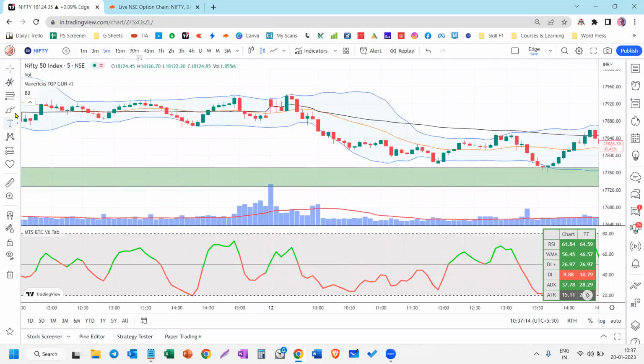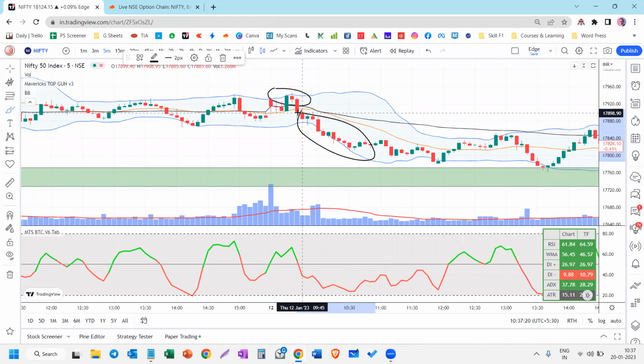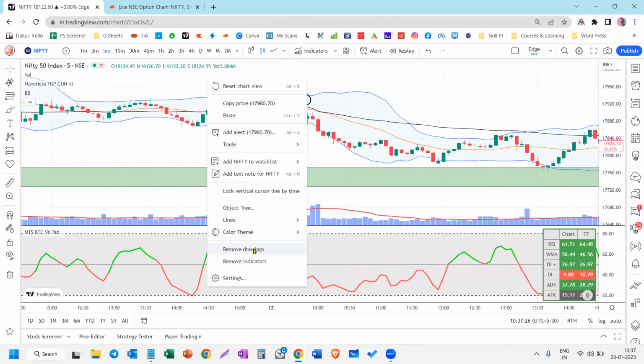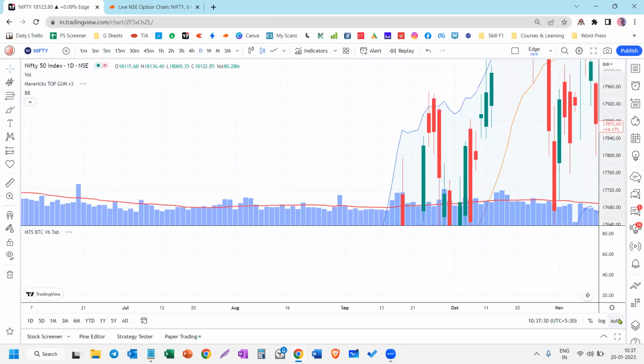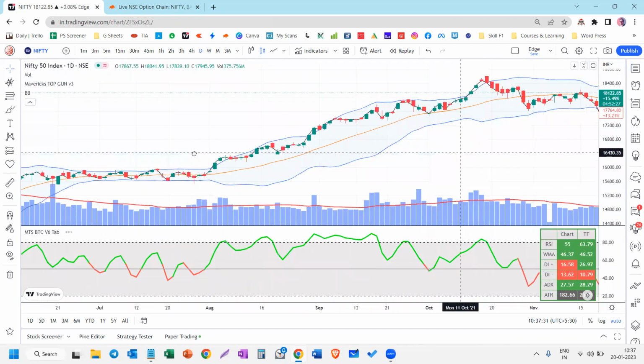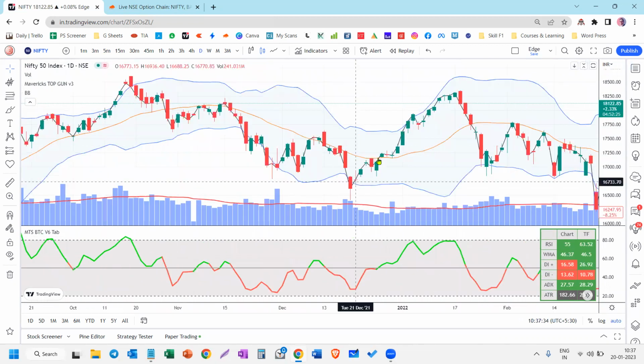See over here. Broken below VWAP, below 20 SMA, you get a nice short. So this is called the VWAP Bollinger strategy. Let's look at this in day time frame. Will the VWAP help? See over here, the VWAP is not helping. Hence, VWAP only works in intraday.